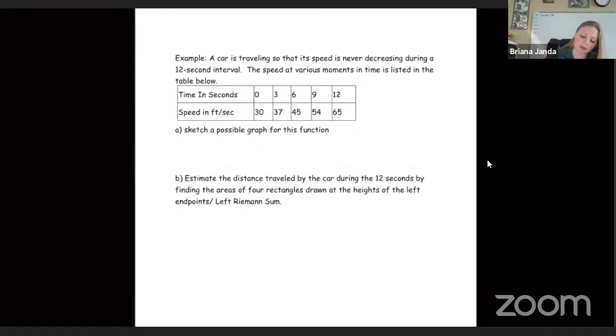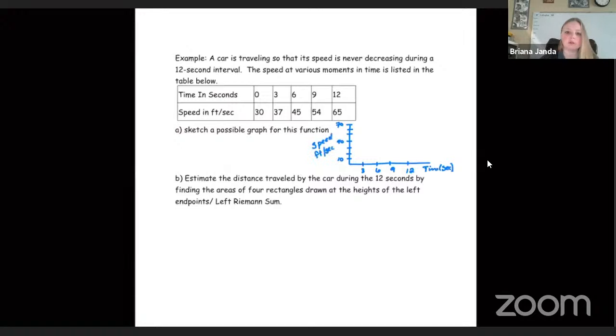As I'm sketching this graph, just a reminder that we want to glance at the numbers in the table as we're getting this set up. My time is going to be my units along the bottom, and that's going to go from 0 to 12. This is my time in seconds. Then going up the side, it looks like I'll need to get to a height of 65, so maybe I'll go by tens: 10, 20, 30, 40, 50, 60, 70. And this would be labeled as my speed, which is in feet per second.